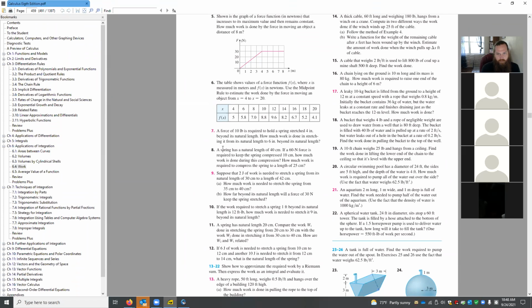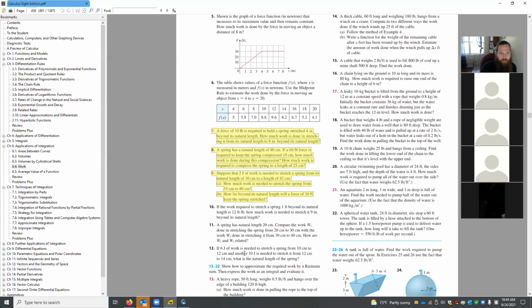So 7, 8, 9. These are all good. In fact, I think 9 is a nice example here. Unfortunately, we were about out of time. So if you're looking for work problems that you could practice that are a little bit closer to the difficulty of the problems on the test, I would say any of these 7, 8, or 9 would be a good place to start.